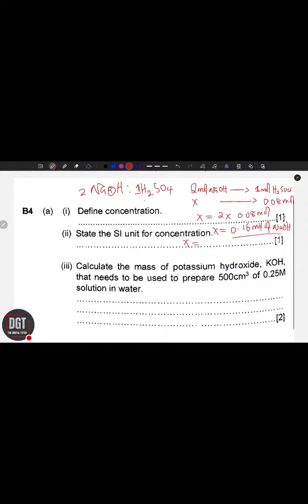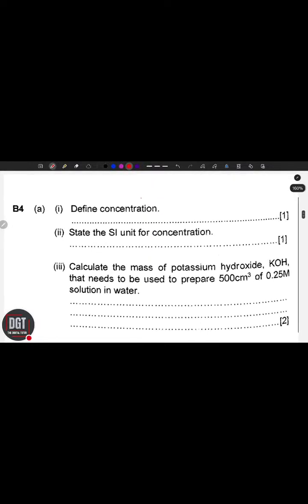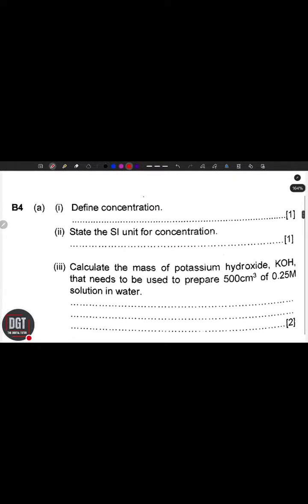So let us proceed to the other question. I guess this is the fourth question that we are answering. For this question, define concentration. That is the first part. Let me see the definition of concentration from you. Just type it in first. Those who are typing, at least I'm learning something from you as well. What is concentration?